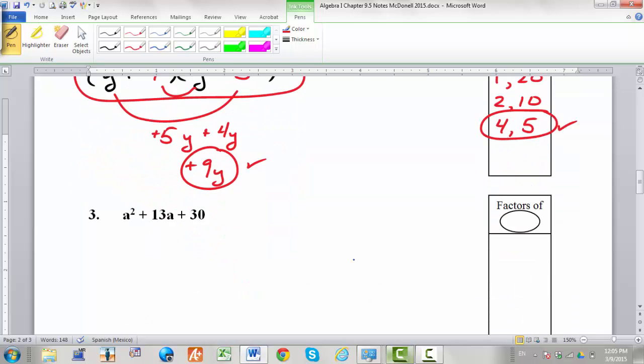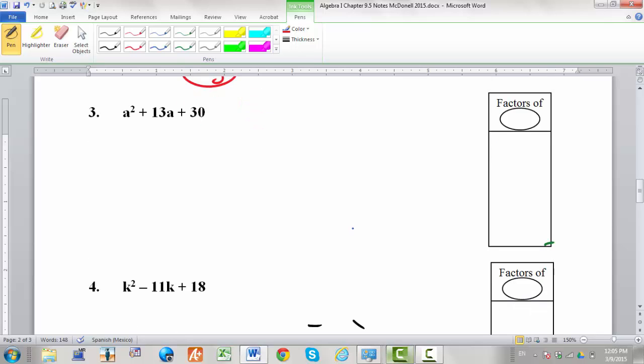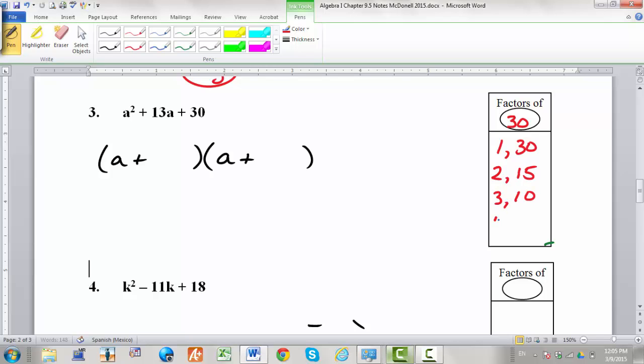Moving down, our next one has a squared plus 13a plus 30. Once again, it's a positive number at the back end. So as we look at our factors, we're going to have a plus and a plus, as we consider the factors of the number 30. So those factors are 1 and 30. You can probably think of them yourself. 2 and 15, 3 and 10, 5 and 6. Those are my factors of 30.